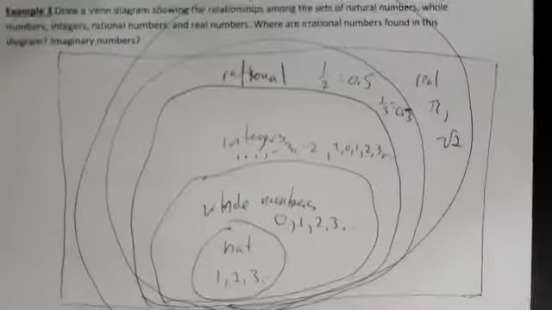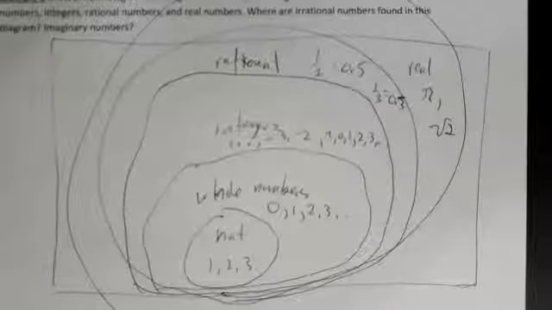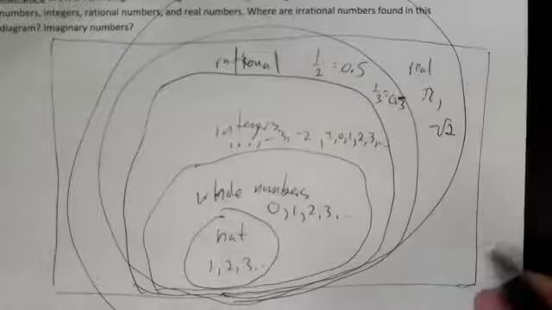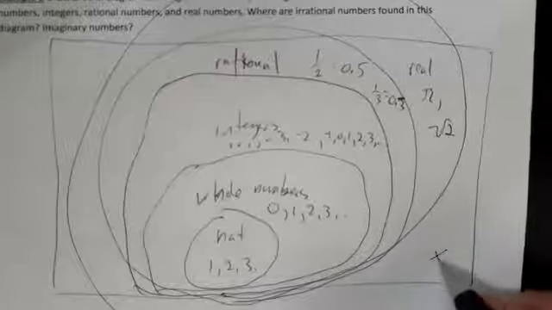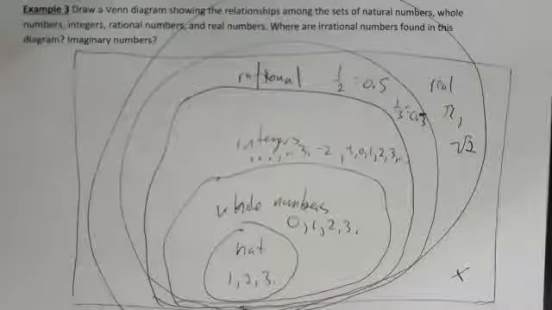Okay. Where are imaginary numbers? Well, here's our universe. These are all the real numbers. We actually don't have imaginary numbers on here. The imaginary numbers would be somewhere out here. So you could just put an X. They are things that aren't real.